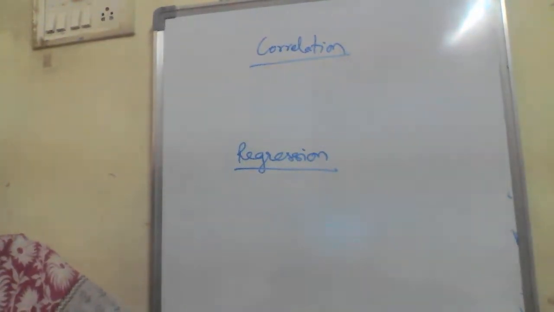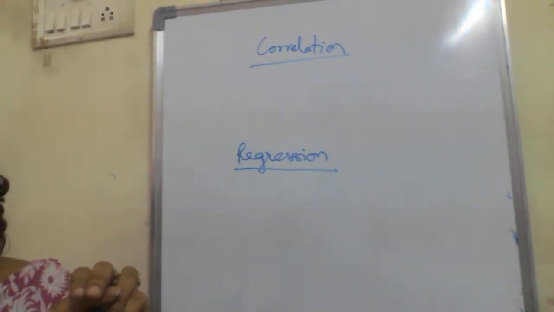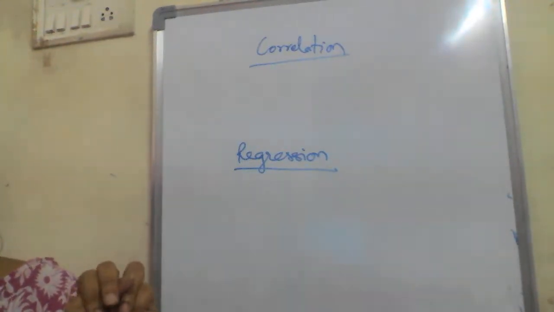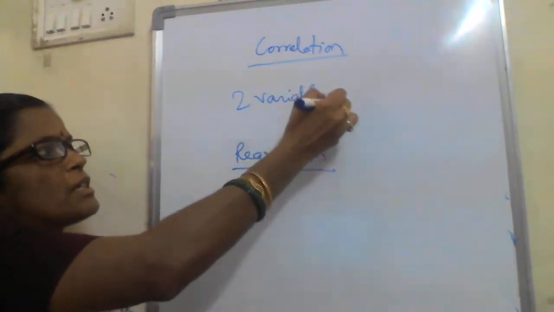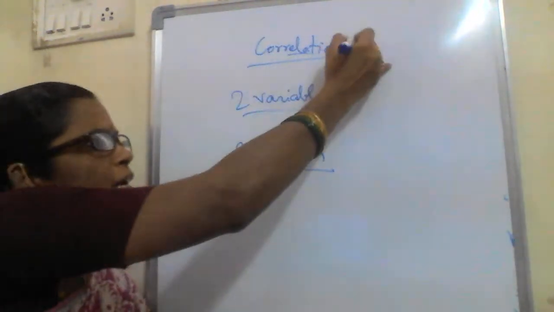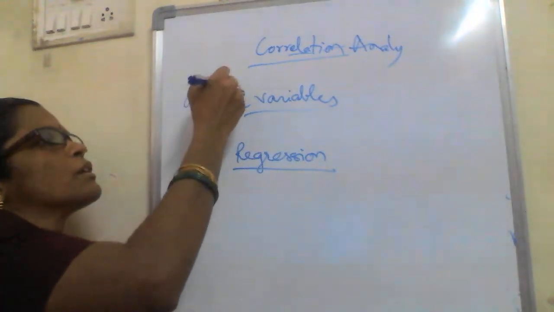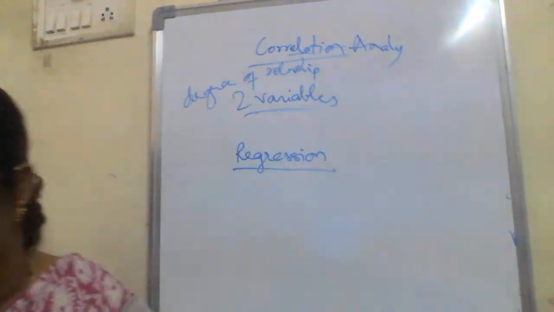So what is correlation? Co means relationship between two. Correlation analysis gives the strength of relationship between two variables. It is the relationship between two variables. Correlation analysis is used to describe the degree, or the strength, of relationship between two variables.